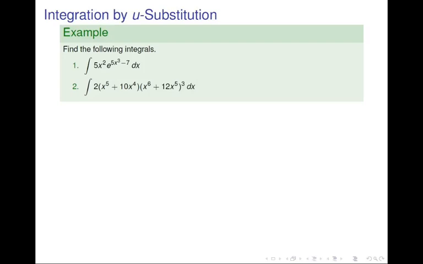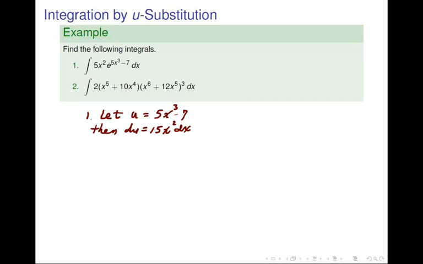In this slide, I'm going to illustrate two examples of integration using the u-substitution technique. In the first example, we look for the inside function to let u equal to. In this case, the inside function is the exponent of the function, 5x cubed minus 7. If we do that, then the derivative of 5x cubed minus 7 is du, which is equal to 15x squared. Don't forget to add the dx at the end.